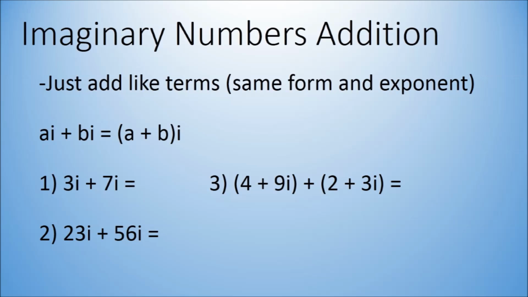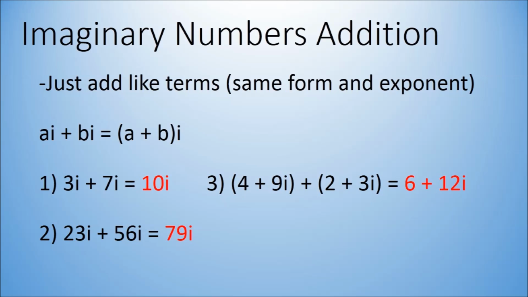And then for number 3, it's a little different. You always have to be aware what's in between the parentheses. In this case, there's an addition sign. If there wasn't addition or subtraction, it would be multiplication. We'll get to that in a little bit. But in this case, it's addition, so you have to add the like terms, which in this case, 4 and 2 are like terms, so that's 6. And then 9i and 3i are like terms, so that's 12i. So you'll get 6 plus 12i.